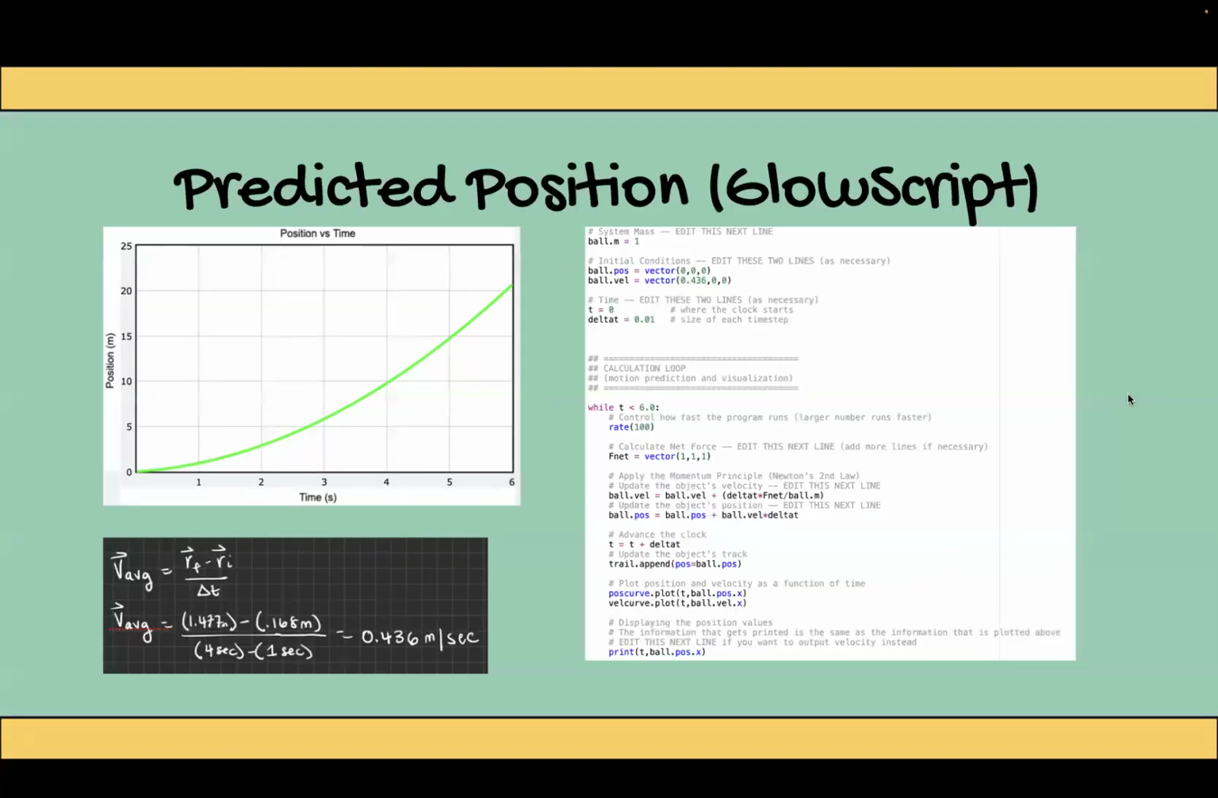Now using GlowScript for the predicted position as opposed to the previous observed position, I use the position update formula, which is calculated by taking the average velocity, which is equal to the change in displacement over change in time. And I found 2 points using the observed position from tracker, and I calculated the velocity to plug in for the initial condition, as you can see in this picture over here. I then updated the object's velocity and position using the velocity update formula and the position update formula in the GlowScript in order to produce this predicted position curve. And as you can see, it's more curved instead of a constant increasing slope. Instead of a constant slope, it's more of an increasing slope.